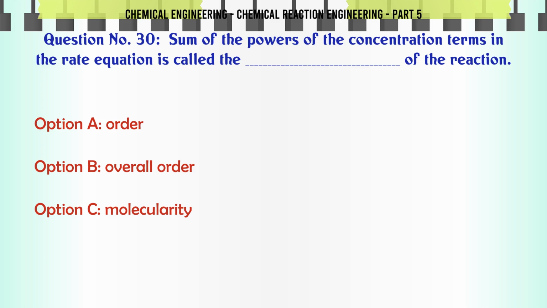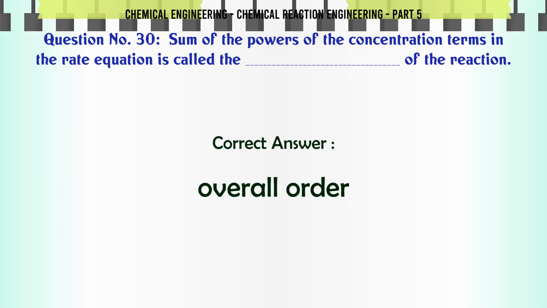Sum of the powers of the concentration terms in the rate equation is called the of the reaction. A. Order. B. Overall order. C. Molecularity. D. None of these. The correct answer is overall order.